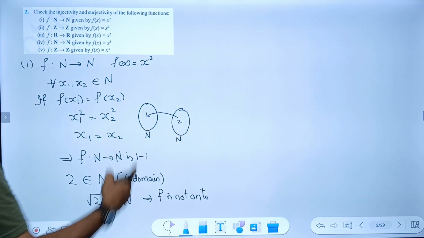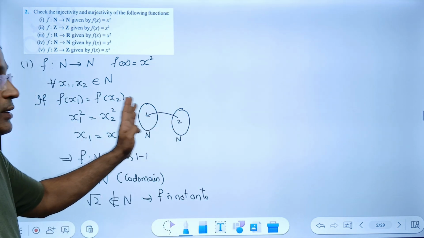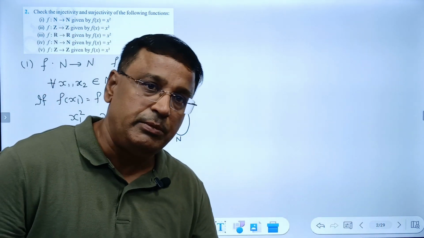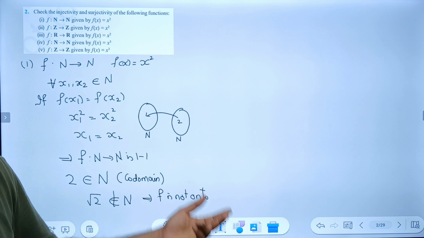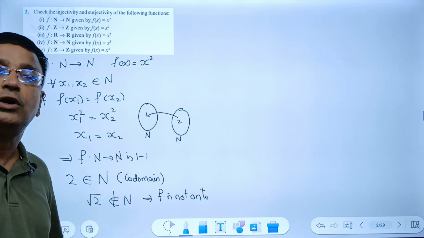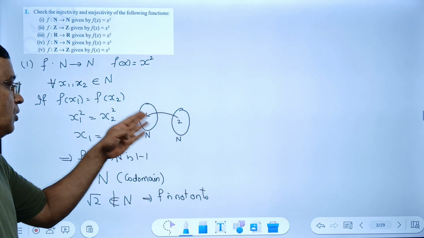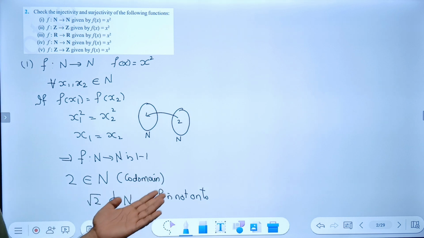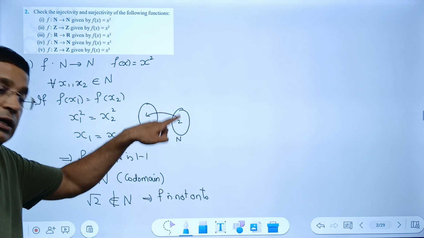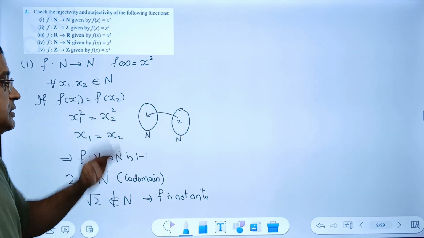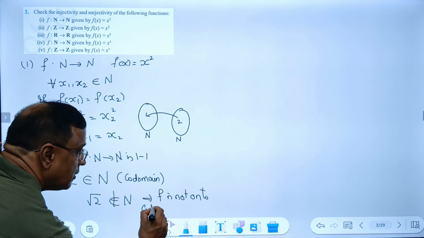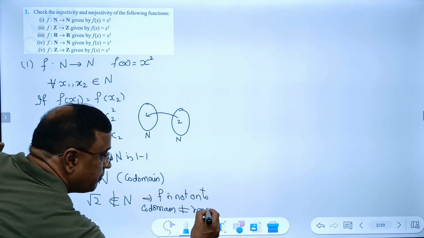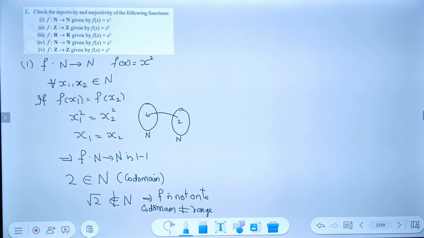Why is it not onto? Because not every element in natural numbers has a pre-image. Like number 2 doesn't have a pre-image, number 3 doesn't have a pre-image, number 5 will not have a pre-image, 6 will not have a pre-image. Only 4, 16, 25, 36 will have a pre-image. But so many other numbers in the codomain will not have a pre-image, therefore codomain, which is natural numbers, will not be equal to range. Okay. So this is the first subdivision.